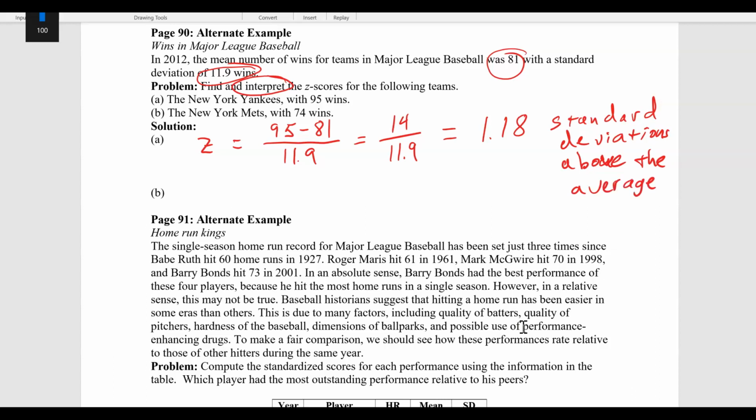Okay, so now the Mets, other New York team, not as great. So they only won 74 games. So I'm going to take 74 minus 81. So I'm going to get a negative number now, and I'm going to do the same thing, divide by 11.9. So what happens here, 74 minus 81 is negative 7. And then I'm going to divide that by 11.9. And I get negative 0.59.